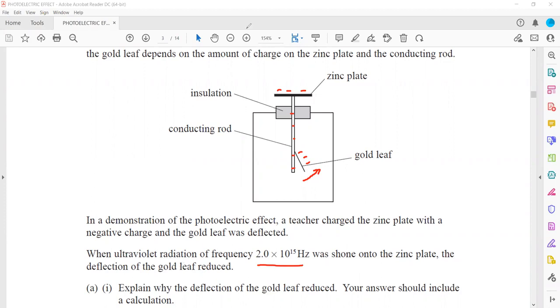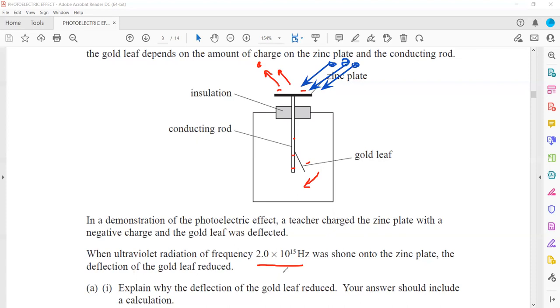What is the reason why the deflection reduces? Say this is a photon. When we incident a light particle, a photon, as the energy of the photon is more than the work function, the minimum possible energy to remove electrons, these electrons absorb energy. When they absorb energy, they will go out. So when these electrons go out, the number of electrons starts to decrease. As the number of electrons decreases, what will happen? The repulsion will also decrease, and the deflection of the gold leaf from the conducting rod will decrease.